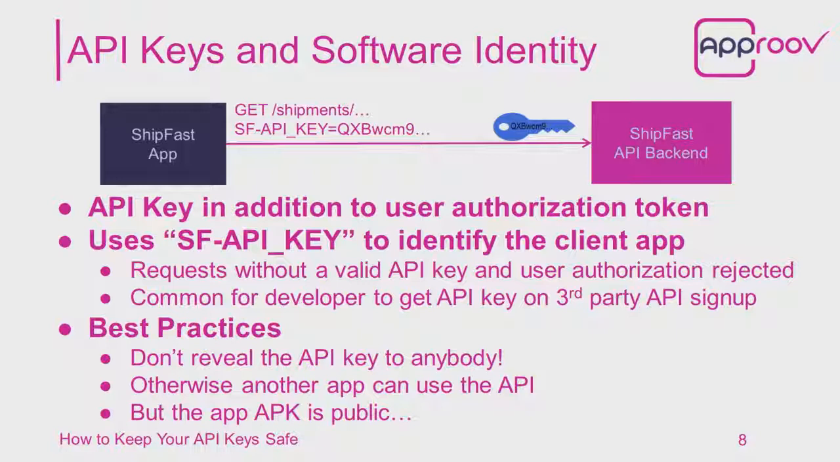Basically, you would only accept an API request if it had both a valid OAuth token and a valid API key. And this is a very common model. If you sign up for a third-party API, you'll go to some sign-up page, and then it will give you an API key, and that identifies your piece of software.